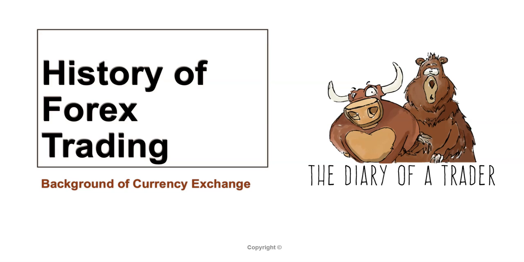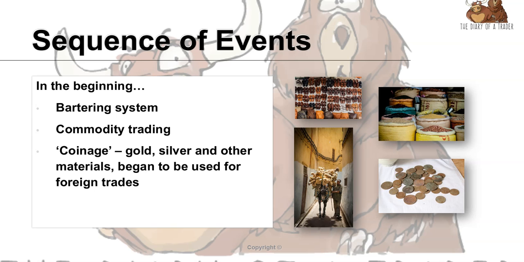I'll be going over the brief history of Forex trading and how it all started and how it came to be where it is today. So where did it begin? Well, in the beginning we had a bartering system where people would exchange goods and services with each other depending on the value that they put on those goods and services.